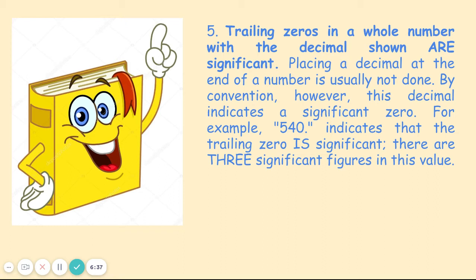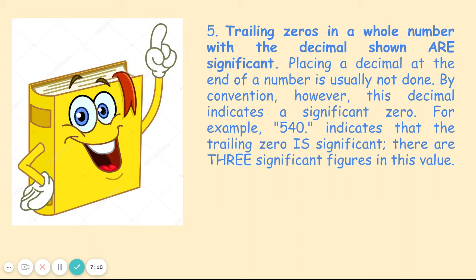So, placing a decimal point at the end of a number is usually not done by convention. Oo, hindi naman natin nilalagyan ng period. However, this decimal point indicates a significant zero. So, for example, 540 point indicates that the trailing zero is significant. There are 3 significant figures in this value. So pag nilagyan po natin ng decimal point or ng point dun sa dulo yung whole number na may zero, magiging significant po siya. So ito po ay 3 significant figures.